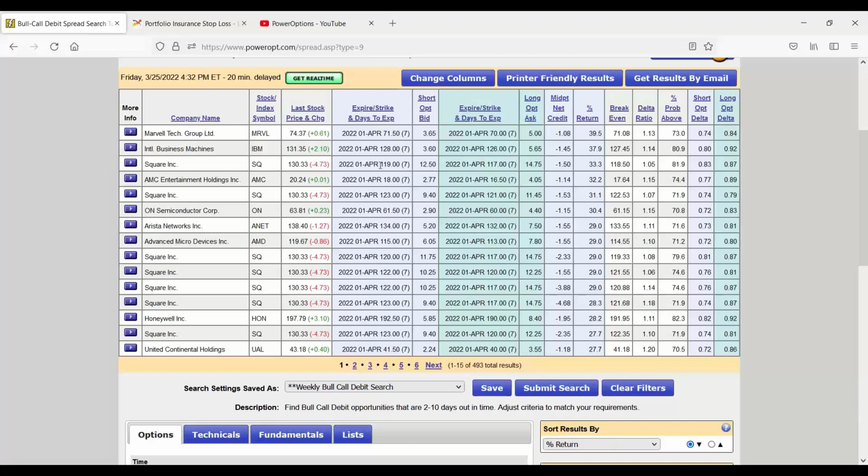This is the weekly Bull Call Debit, where we're looking to go slightly in the money, looking for a good probability above 70%, the theoretical probability that the stock will remain above both strike prices, just like a bull put credit spread, where we would receive the maximum return.